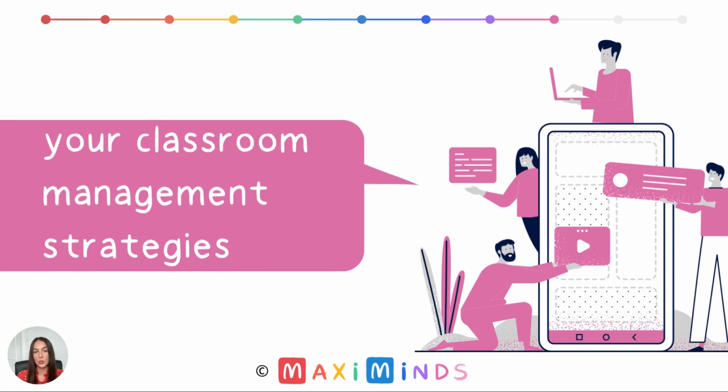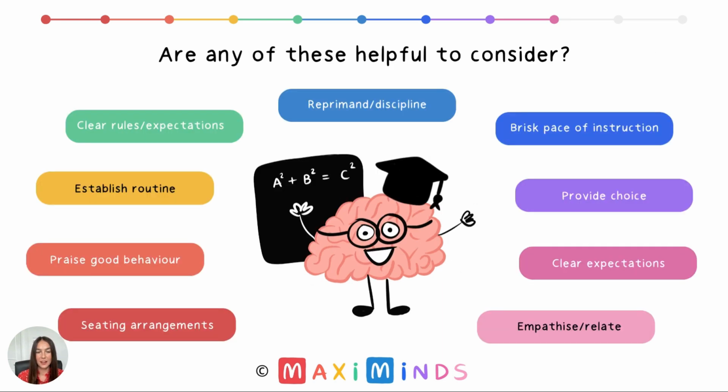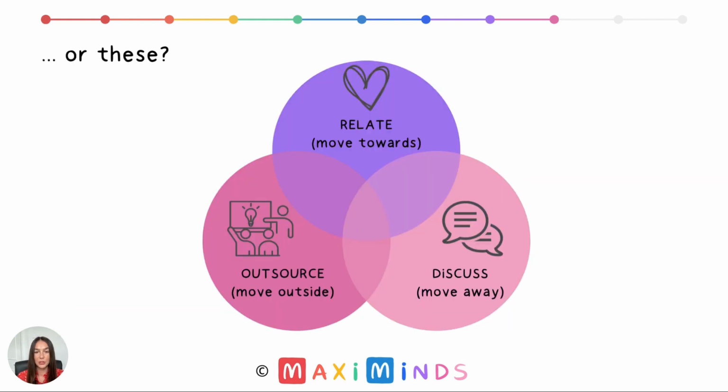So finally, looking at your classroom management strategies. I want you to please recall what your current classroom management strategies are. Are any of these ones helpful to consider, or that you've already thought of, already do, or would like to consider? Or also, perhaps these, how can you relate more to your students? How can you help involve the class? And how can you help have a healthy, productive, two-way feedback session or discussion with them outside of the classroom experience?